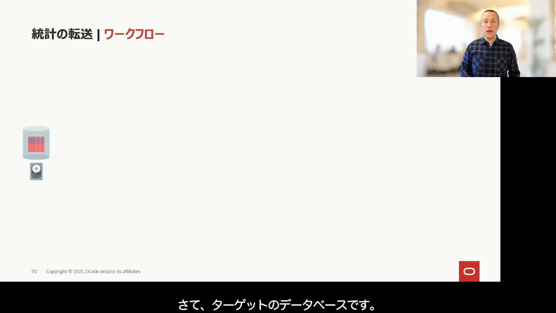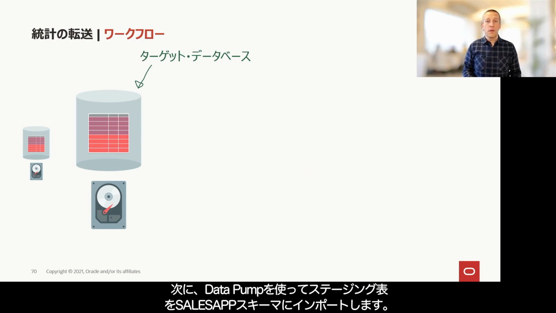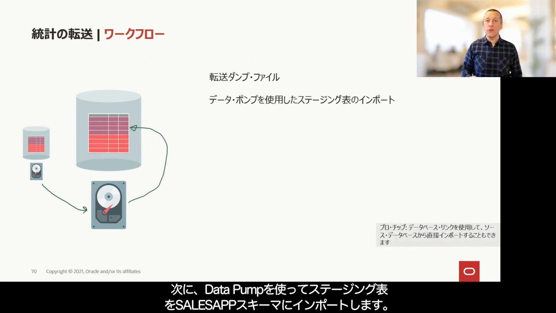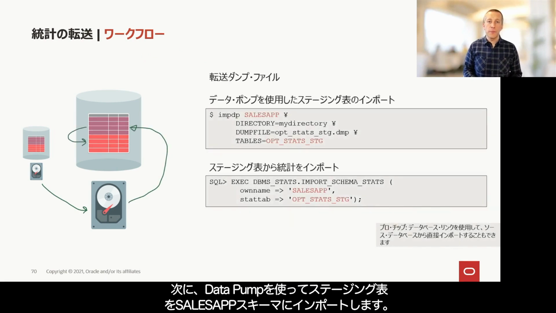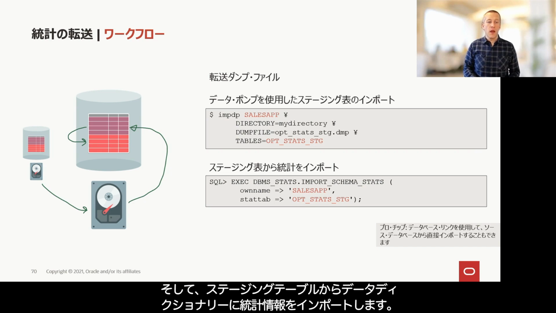Now, on the target database, first we transfer the dump file. Then we can use Data Pump to import the staging table into our SALES_APP schema. If you have network connectivity between the two databases, you can also do it directly over a network link. And then I import my statistics from the staging table into the data dictionary.